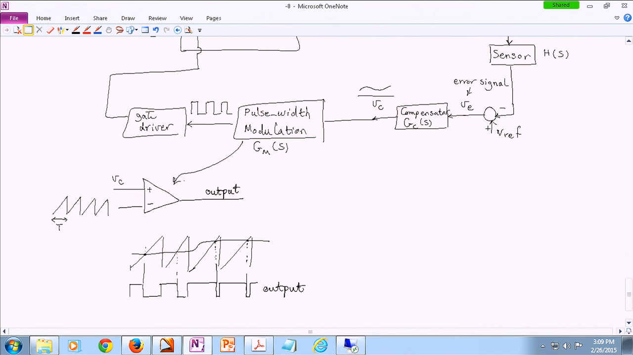So with this very simple trick, you can convert the level of your signal, VC, to the width of a pulse. If your signal is higher, your pulse is wider. If your signal is lower, your pulse is narrower. So the PWM module is actually doing that.